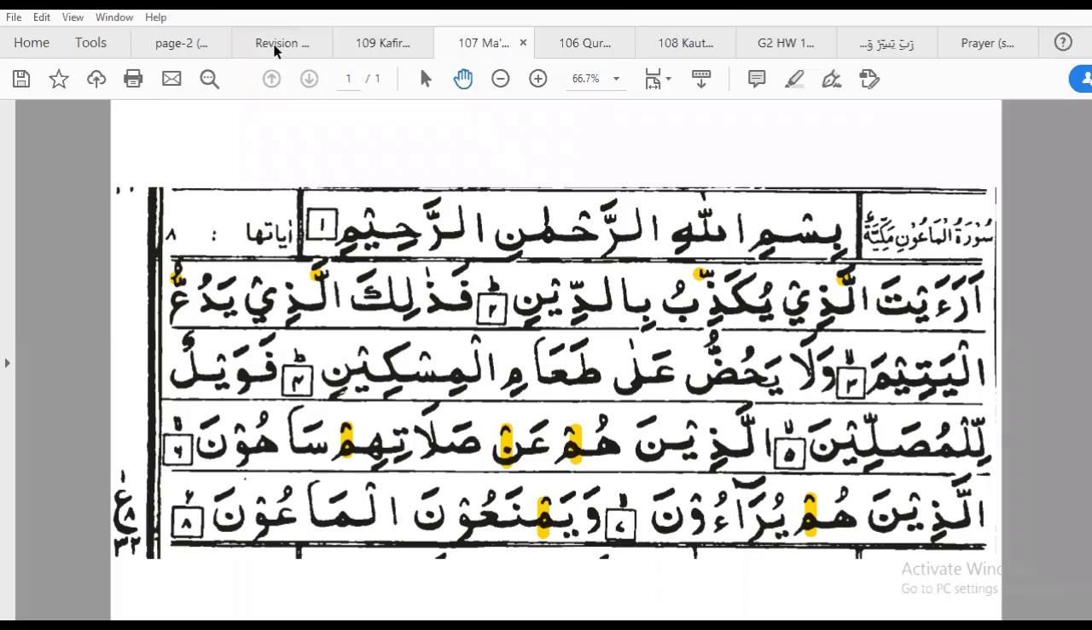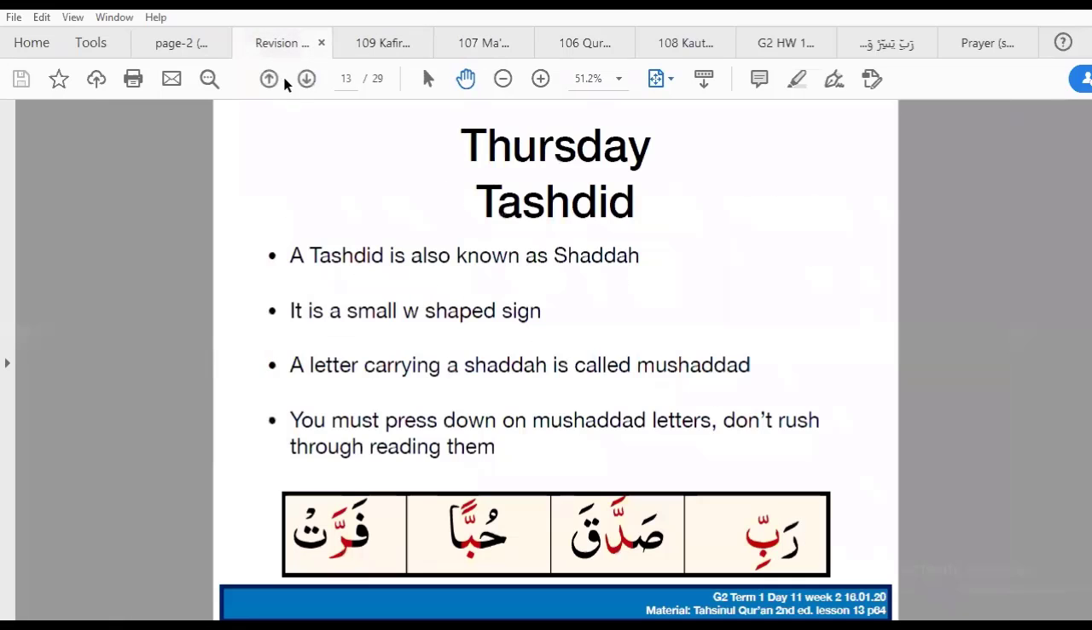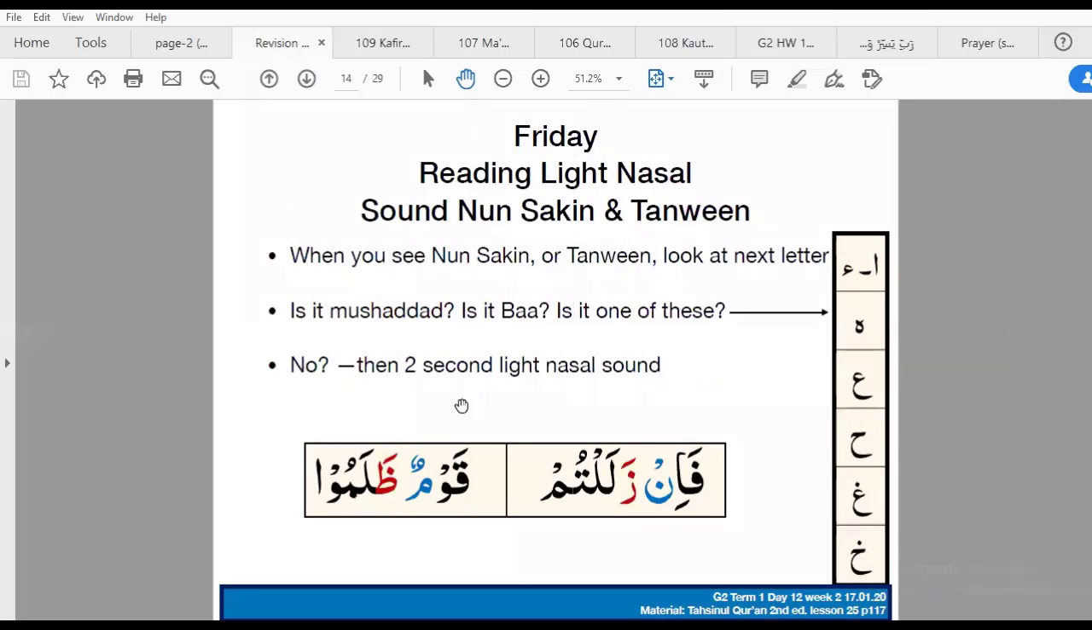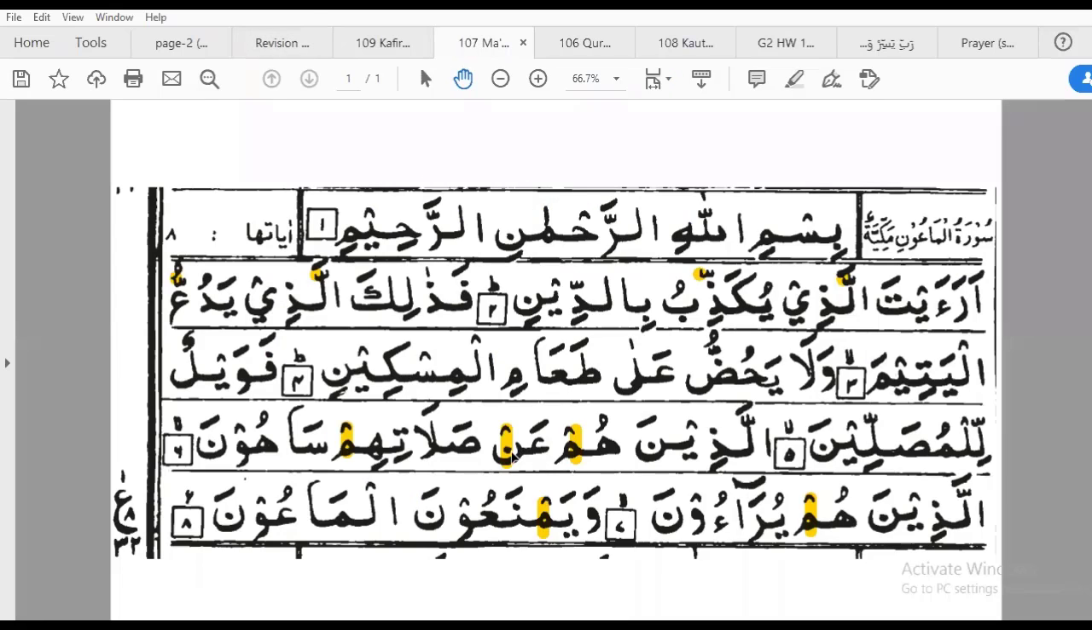Okay, so let's quickly remind ourselves of the rule that we are just covering. Over here you can see that when you have noon sakin or tanween, you look at the next letter. If it's not a mushaddad or a ba or any one of these letters in this table over here, then a 2-second light nasal sound is produced. So how would you say this now? Yes, excellent.